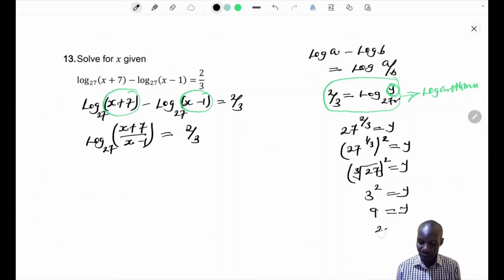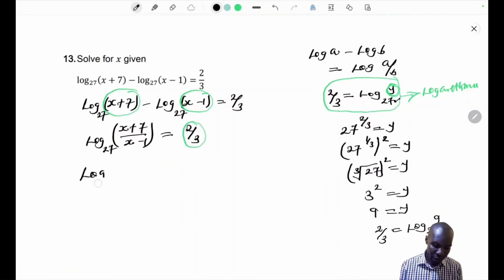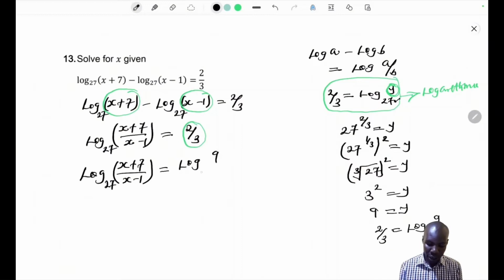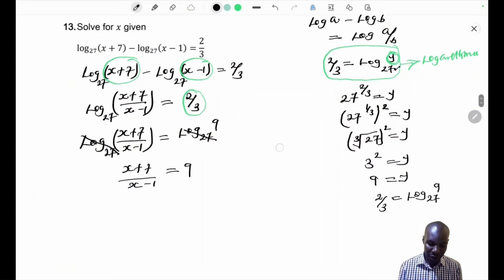So instead of having 2 over 3, we can have log of 9 to base 27, which will give us 2 over 3. So in our case here, instead of having 2 over 3, we'll say log of x plus 7 over x minus 1 to base 27 should be equals to log of 9 to base 27. So this one cancels out. We are left with x plus 7 over x minus 1 is equals to 9.